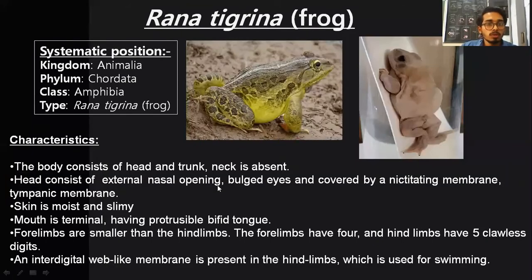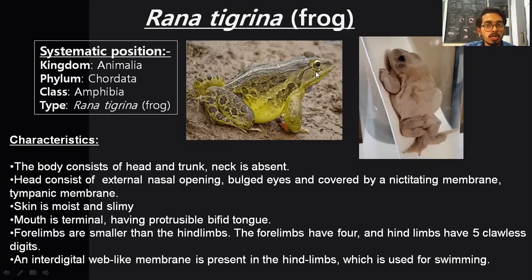Looking at its characters, if you observe the specimens under formaldehyde, when they are fixed, they appear in this manner. The color disappears and it appears like this. So the body consists of head and trunk.